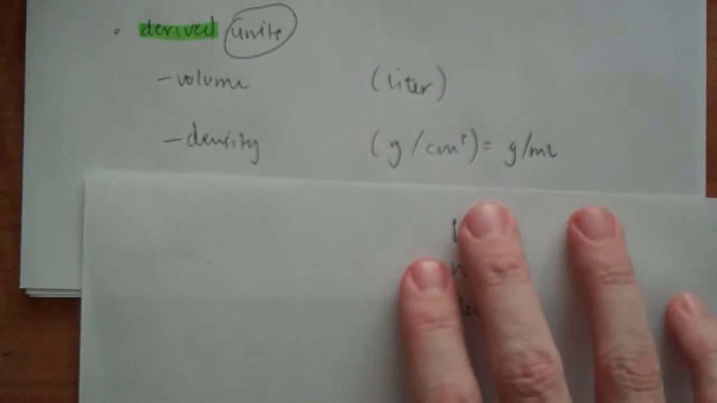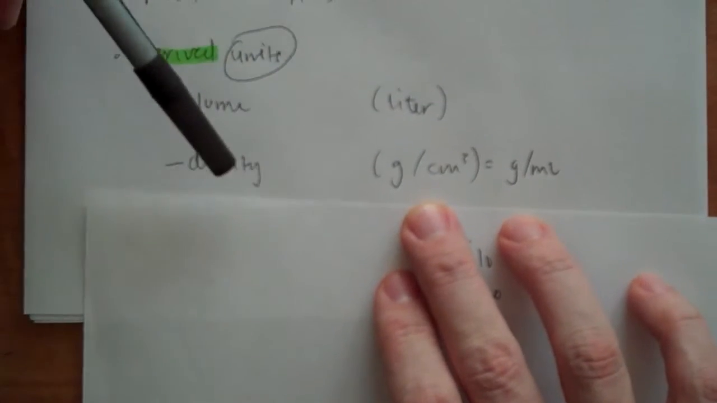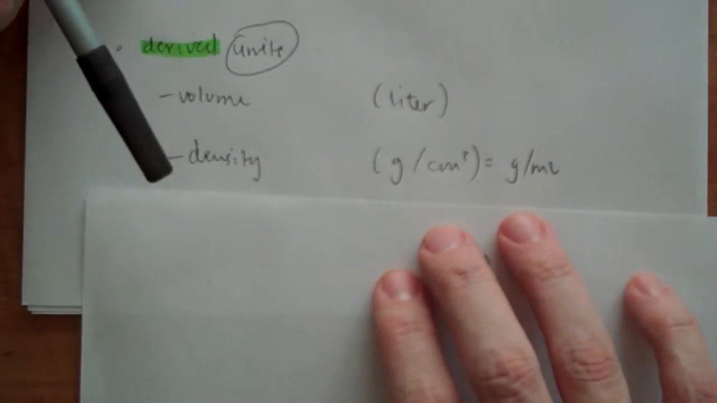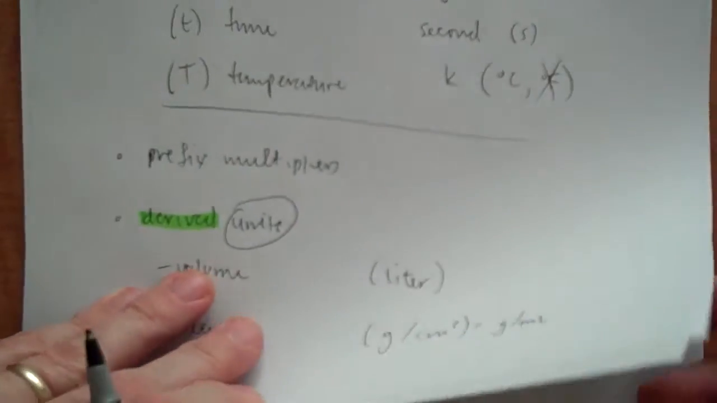It sort of depends on who you're talking to, what units they want to use for density, but the standard units for density are grams per cubic centimeter. Okay, let me say something about prefix multipliers, and then we'll be done with this measurements video.